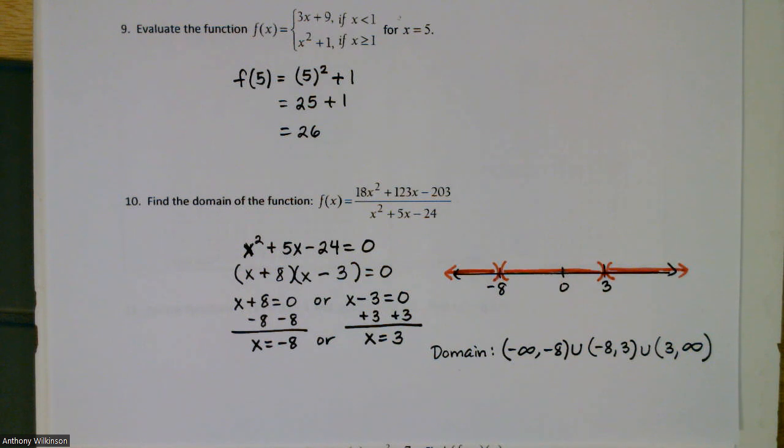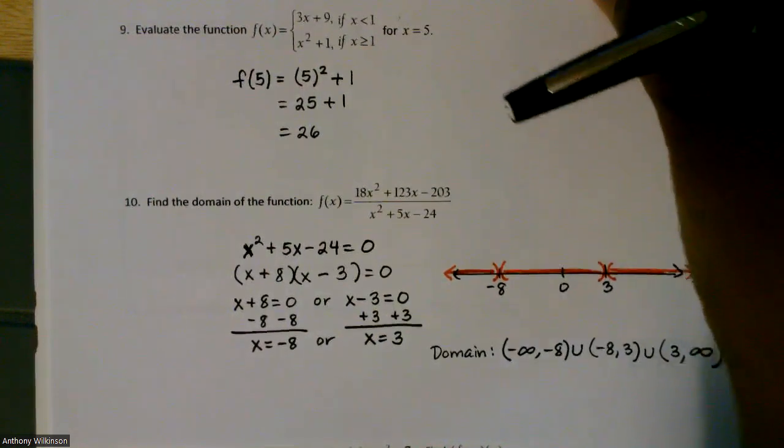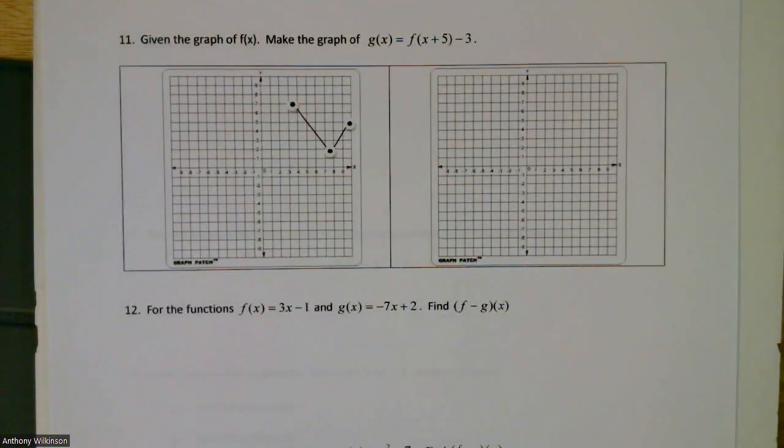Okay. All right, so that's how we do problem number 10, find the domain of that rational function. You just set your denominator to be equal to 0, and then find out what x values will give you zeros in the denominator. All right, problem number 11 is the transformation of functions here.